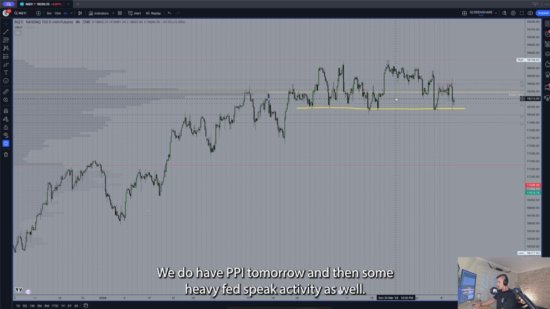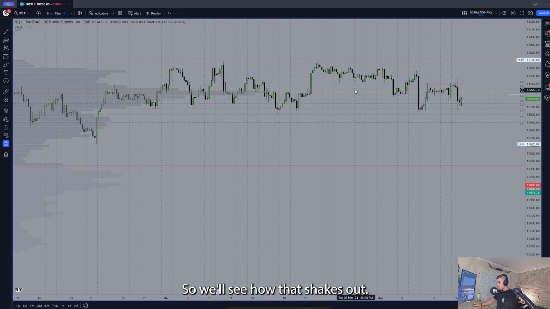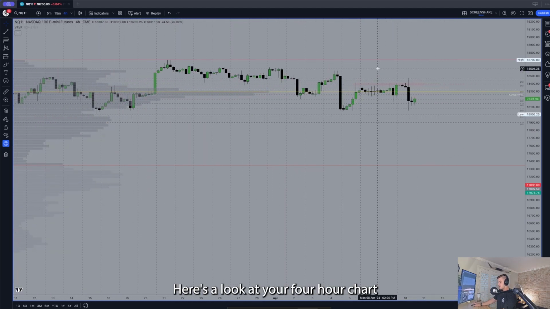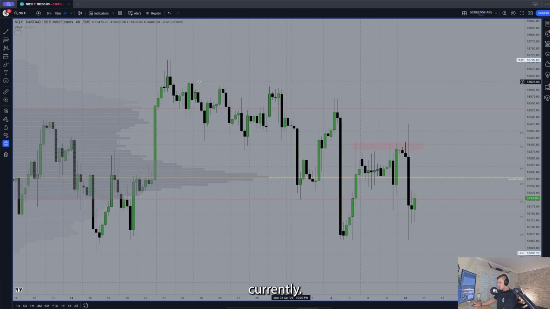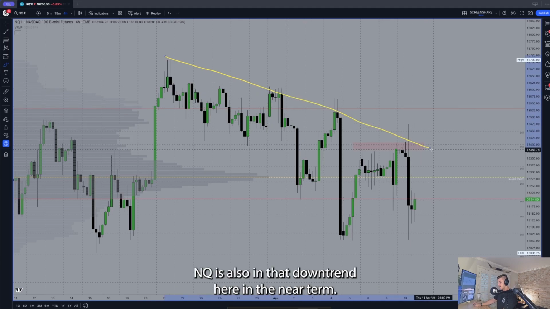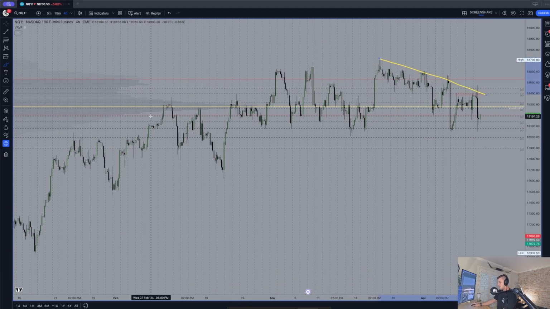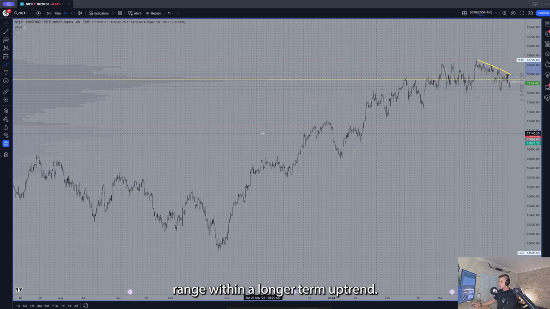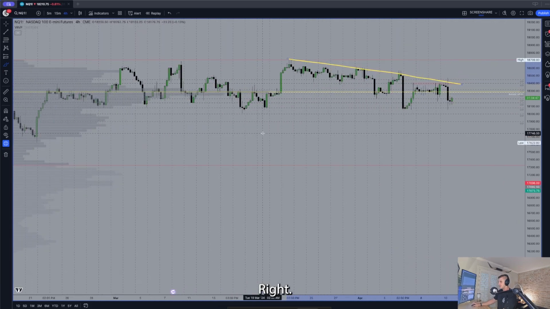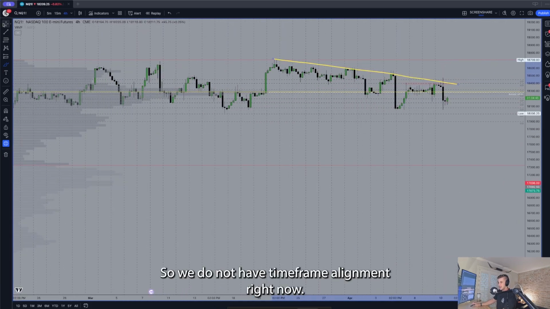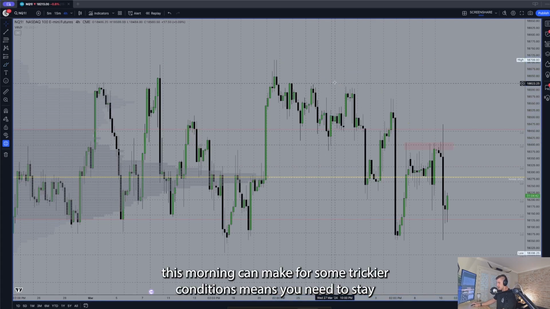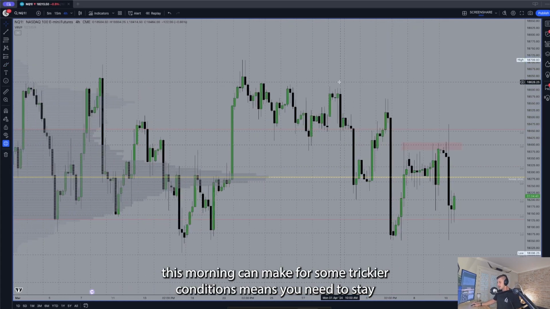We do have PPI tomorrow and then some heavy Fed speak activity as well. So we'll see how that shakes out. Here's a look at your 4-hour chart currently. One thing to note is that NQ is also in that downtrend here in the near term. So you have a near-term downtrend, intermediate term range within a longer-term uptrend, right? So we do not have time frame alignment right now. It's one of the things I was talking about this morning. Can make for some trickier conditions.